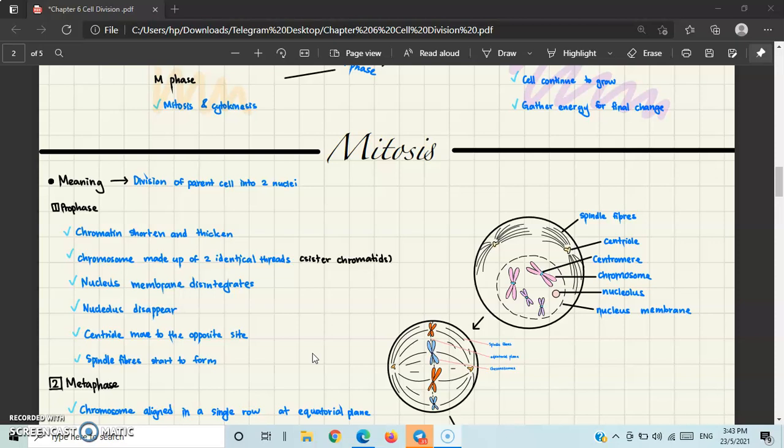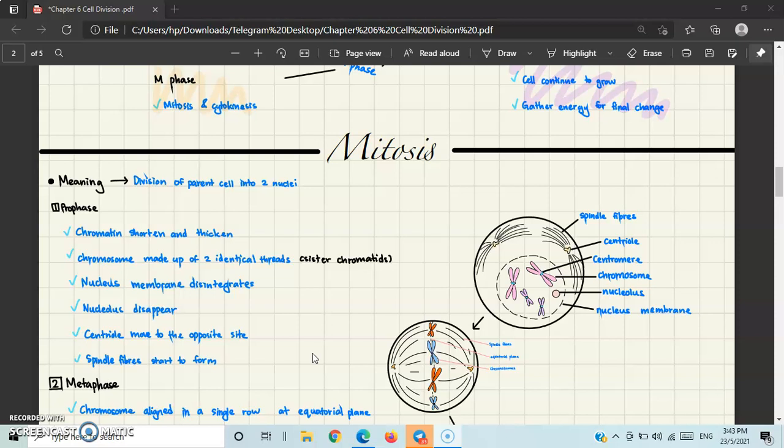5 phases. What are they? P, M, A, T. Not 5 here, 4 stages: prophase, metaphase, anaphase, and telophase. After that, it will be followed by cytokinesis. So we are going to discuss what happens in every phase.